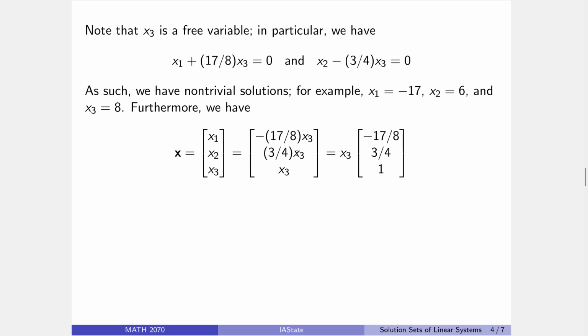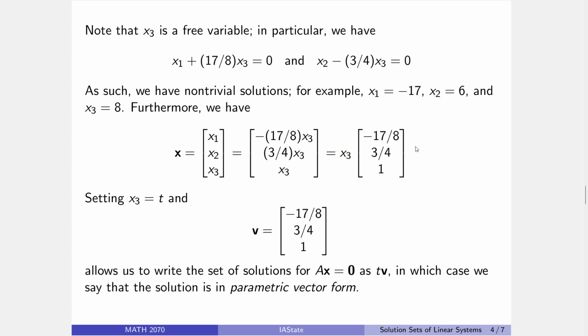And now note x3 is appearing in every entry, and as we discussed, scaling a vector just means multiply all the entries by that scalar, and we pull it out. And here we see that if I set x3 equal to t, the sort of parameterization that we've done before, and v equaling this vector here, then the set of solutions to Ax equals 0 is just the span of this vector v, the collection of all linear combinations. In this case, we'll call this solution the parametric vector form. All right, this is a much nicer way of writing these solutions.